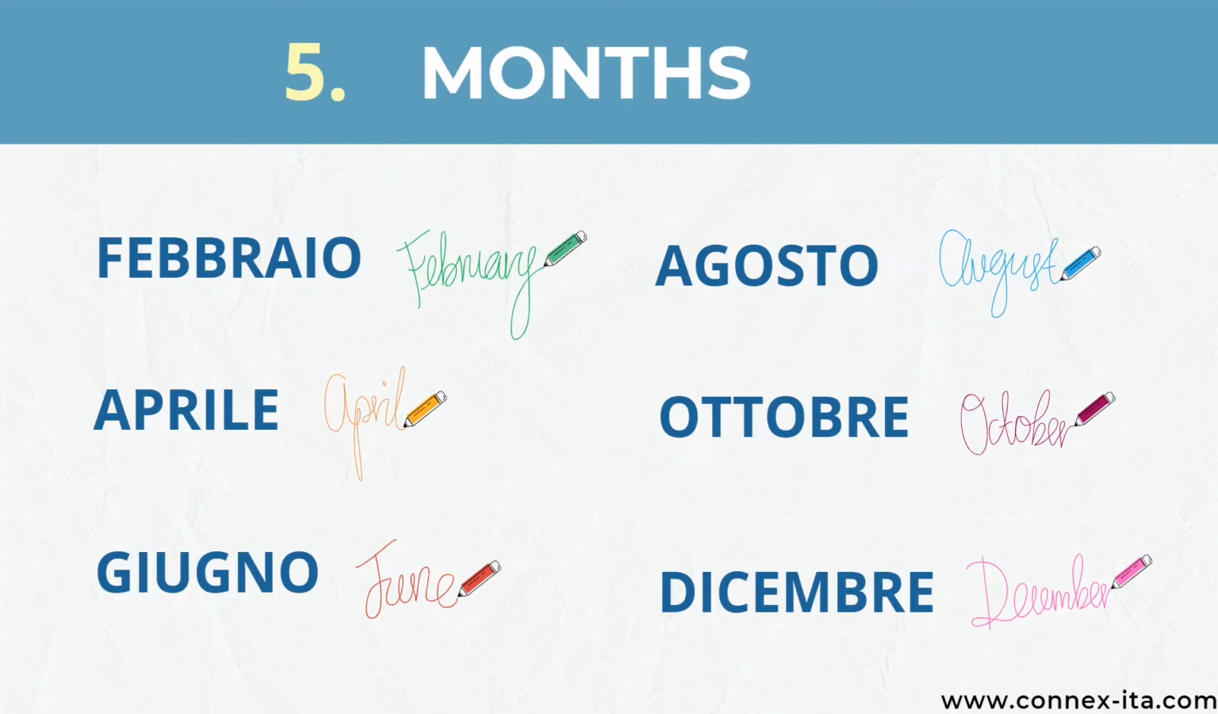The months as well don't have a plural form. For instance, febbraio, February, aprile, April, giugno, June, agosto, August, ottobre, October, and dicembre, December. Watch my video here if you want to learn the other months in Italian.